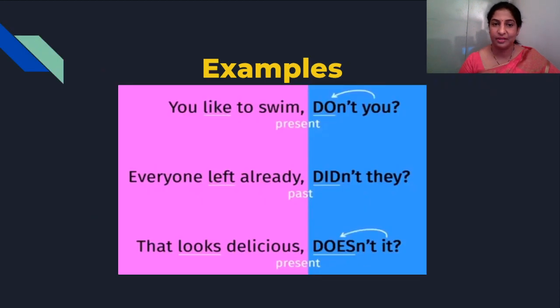Some more examples to make it clear. You like to swim, don't you? It is in the present form, so we use here don't you. In the next sentence, everyone left already, didn't they? Left shows it is a past tense.